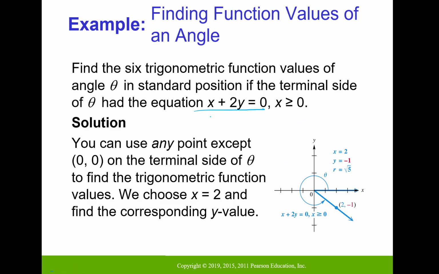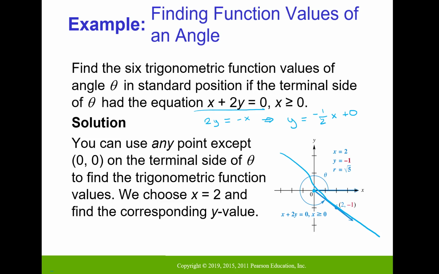If you want to put it in slope-intercept form, you could say 2y equals -x, and then if you divide by 2, you would say y equals -1/2 x plus 0. And so that would be a line going through 0, 0 with a slope of -1/2. Okay, so that's how you would get this terminal side of this angle. That's that line there.